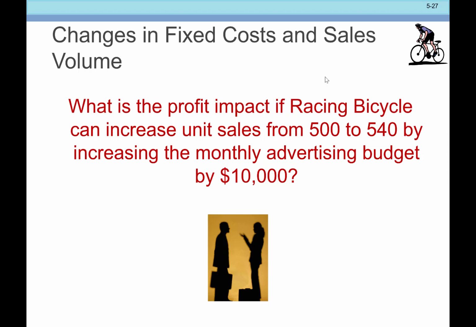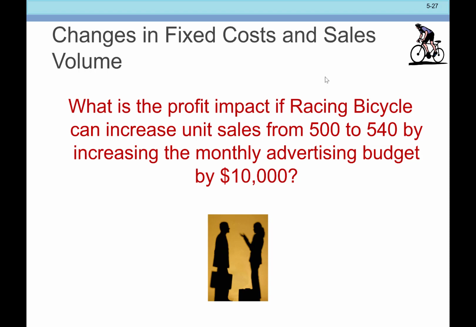Okay. So let's go ahead. But the point here is what? You can have these sort of quick conversations, not decisions, but at least conversations about different things, and ultimately decisions by using that contribution format for the financial statements. So here they're suggesting that what? Increase unit sales from 500 to 540 by increasing the monthly advertising budget by 10,000. Now, is advertising a fixed cost?